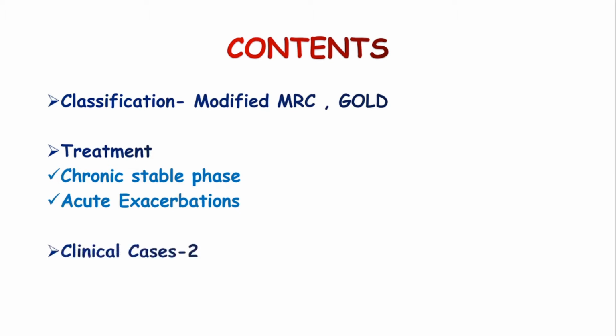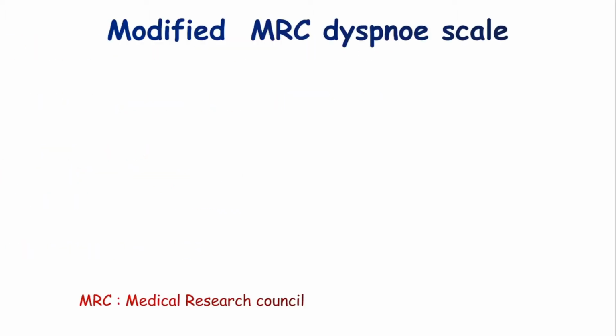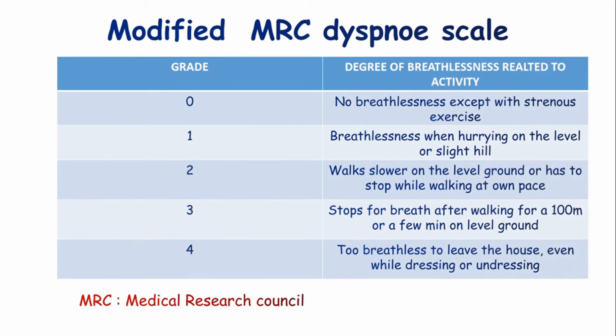First, the modified MRC dyspnea scale. MRC stands for Medical Research Council. It is the most used guideline in UK. It is often used in combination with other classification scales to grade a patient. Now, MRC grades patient based on the degree of breathlessness related to activity. It's from grade 0 to 4, as you see in this box.